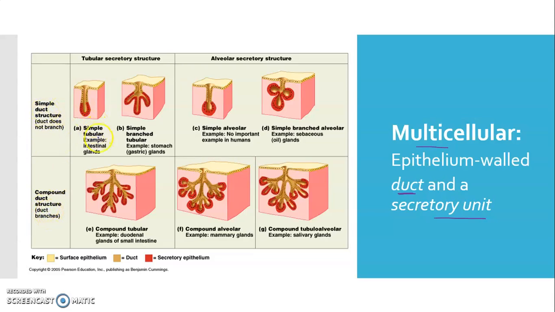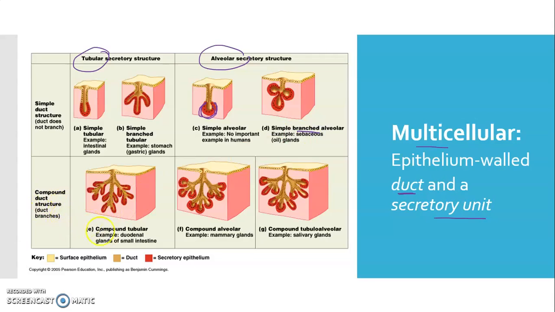For the simple duct, it can be divided into tubular, which is just like a tube, and then alveolar. Why is it called alveolar? Like the alveolus, the end of the shape will become rounded. So that's why it becomes alveolar. Okay, this one is more complex because it consists of a lot of alveolar. It will become a branch.